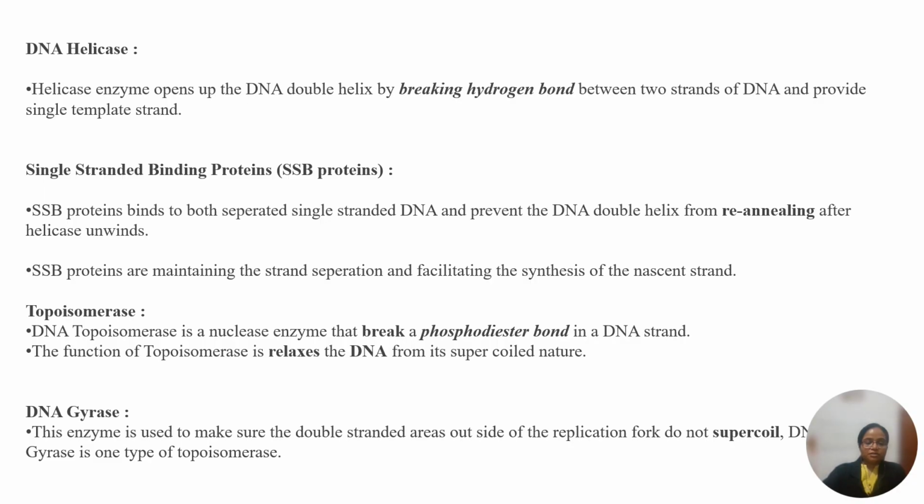Another enzyme is DNA gyrase. Now DNA gyrase is a type of topoisomerase which is again used to reduce the supercoiling which occurs ahead of the replication fork.